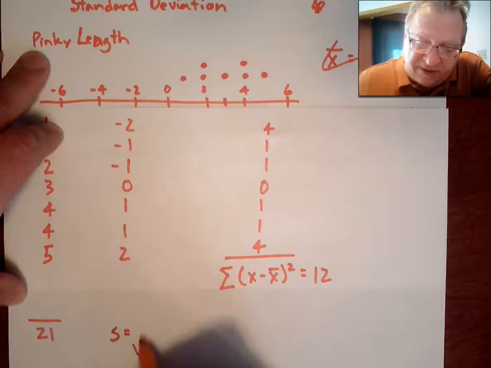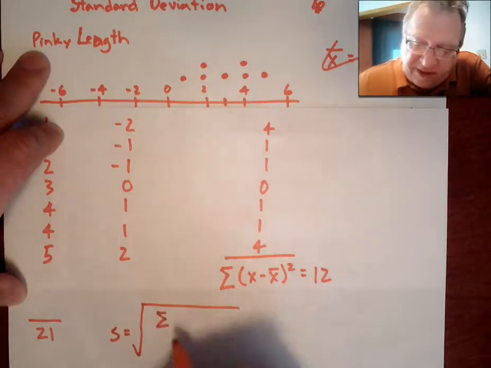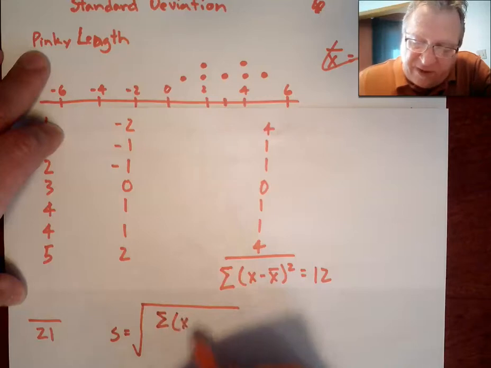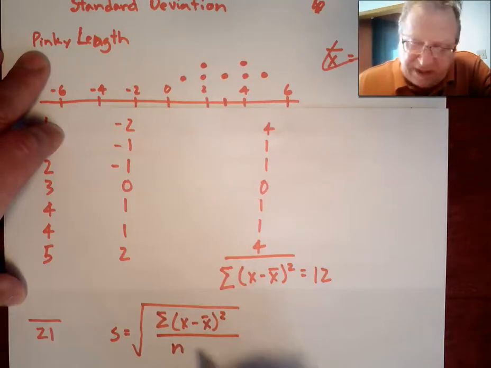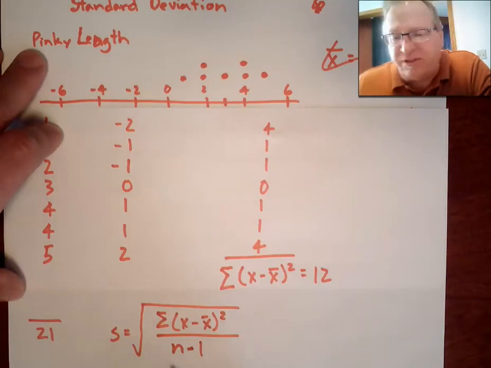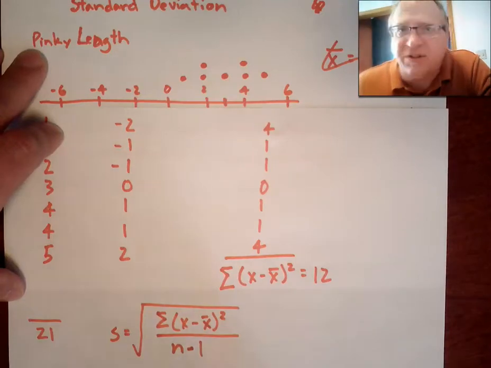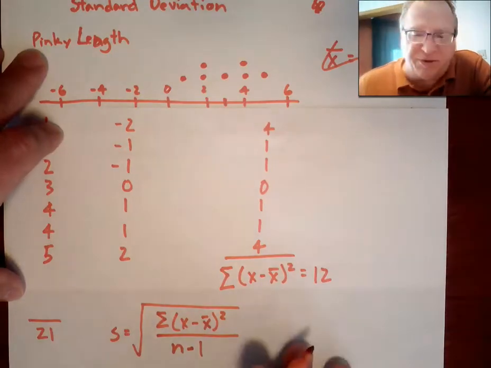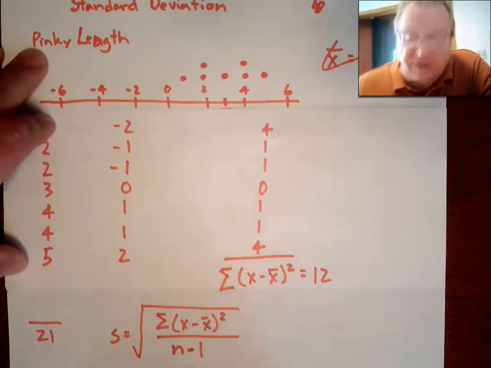Abbreviated S, and it's equal to the square root of this value we just calculated, the sum of the deviations from the mean squared, divided by n, the number of data points, minus 1. And if you're curious why that minus 1, well, it has to do with assumptions we make about sample versus population statistics and the normal distribution. It takes some intense statistics to really understand why.